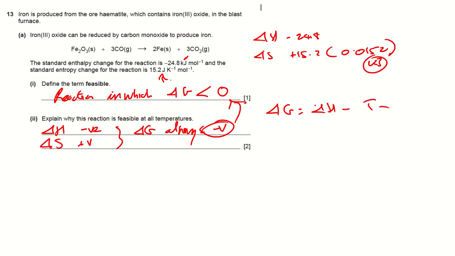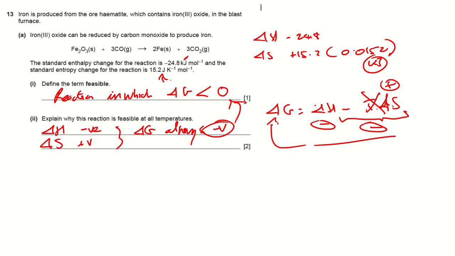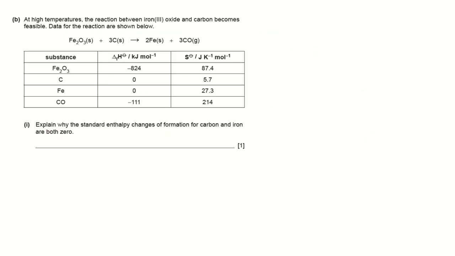If you're asked for a little bit more detail about that, just remember, guys, delta G equals delta H minus T delta S. If delta H is negative, which it is, and delta S is positive, which it is, then the minus T delta S term has to be negative. Well, if both of those terms are negative, then delta G can only ever be negative. It doesn't matter what the temperature actually is. That's always going to be a delta G which is negative. So that reaction has to be feasible at all temperatures.